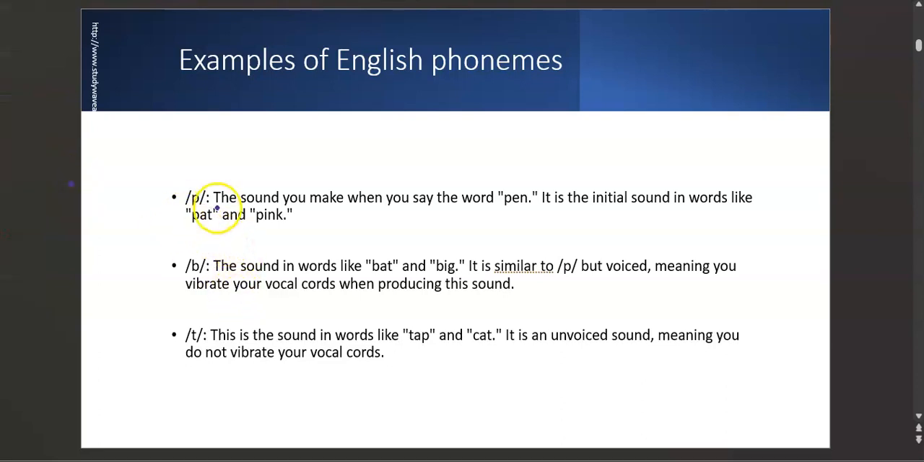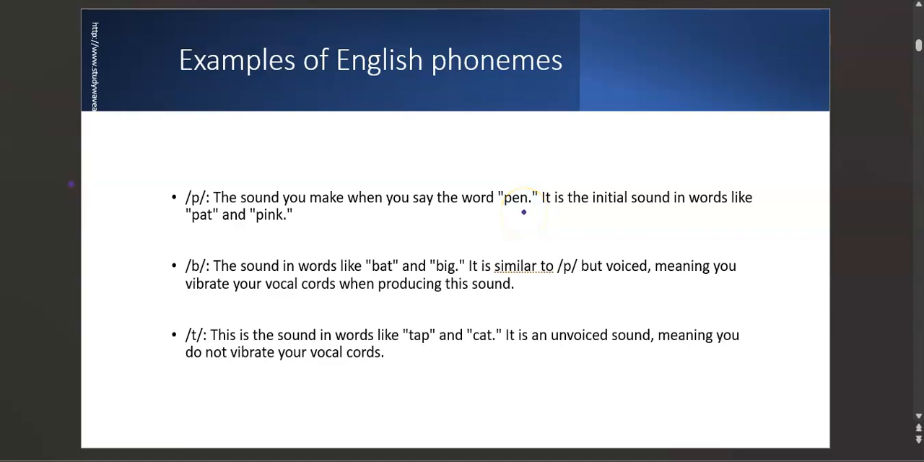Now class, look at this sound here. This is sound P. You can make it with me, say P, P. So this is the sound P. This is the sound you make when you say the word pen. You see, when you say pen, you say it like P, pen. So this sound is an example of a phoneme, which you make when you're saying the word pen.